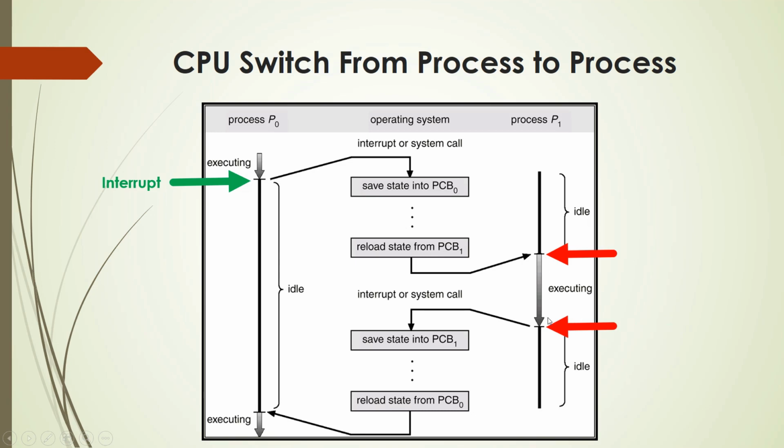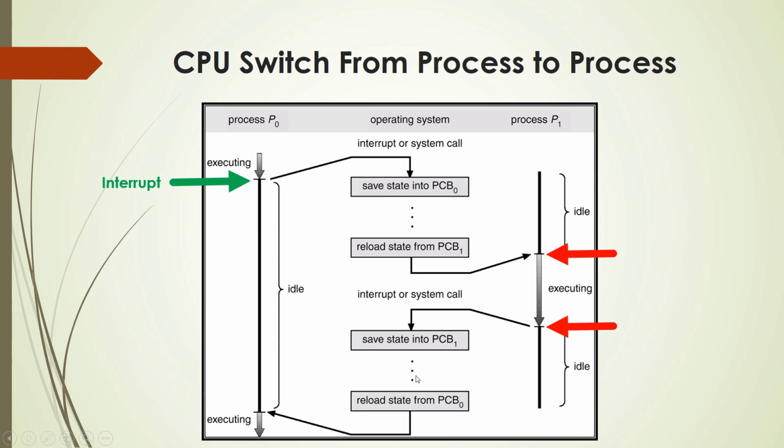Again, like the previous case, there can be an interrupt or system call for process P1 also. When there is an interrupt or a system call for input output operation for the process P1, the same step is repeated. Because P1 has not completed its execution, the current state will be saved into PCB1. Once it has saved the state into PCB1, it will take some time.